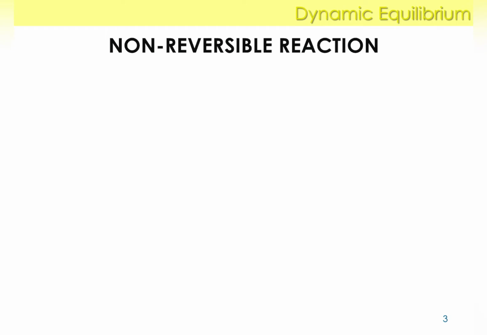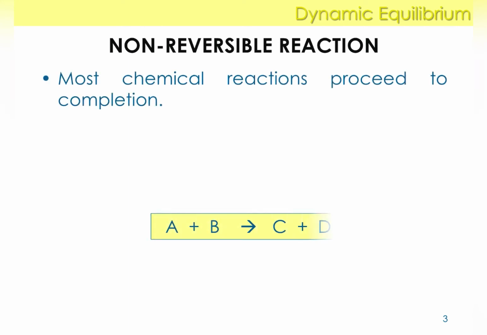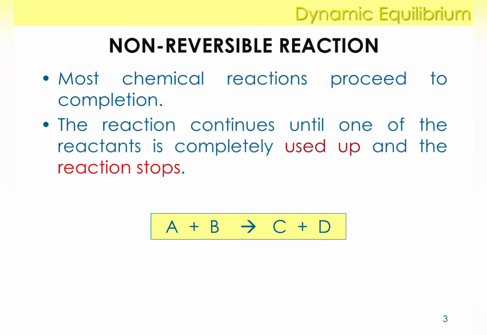Let's go to non-reversible reaction first, or another term we can use is irreversible reaction. Usually, our chemical reaction will proceed to completion. For example, we have A plus B will produce C plus D. So this is our reactant A and reactant B, product C and product D. This is how a chemical reaction usually happens, and the reaction will continue until one of the reactants is completely used up, and that reaction will stop. And that reactant that is completely used up, we call it the limiting reactant.